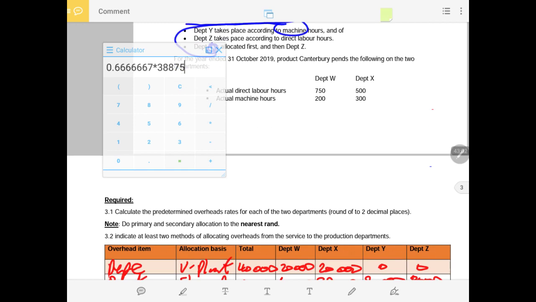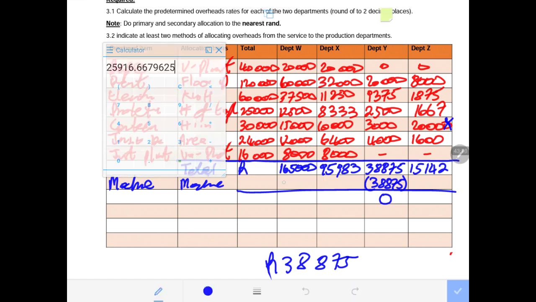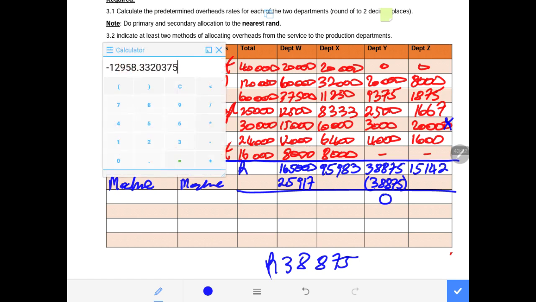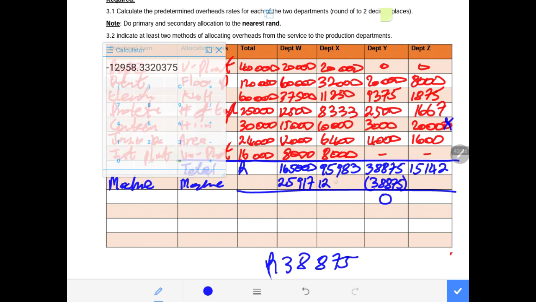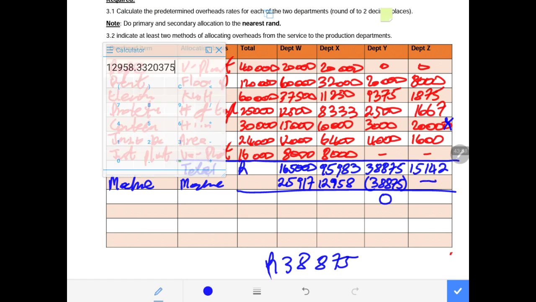38,875. Let me just go and verify the 38,875. So how much will be allocated? It will be for this department 25,917. Then we can just say minus 38,875 and the rest of 12,958 should be the correct amount, but let me just verify it. We say now 500, divide this by 1.5, multiply by 38,875. It is 12,958.